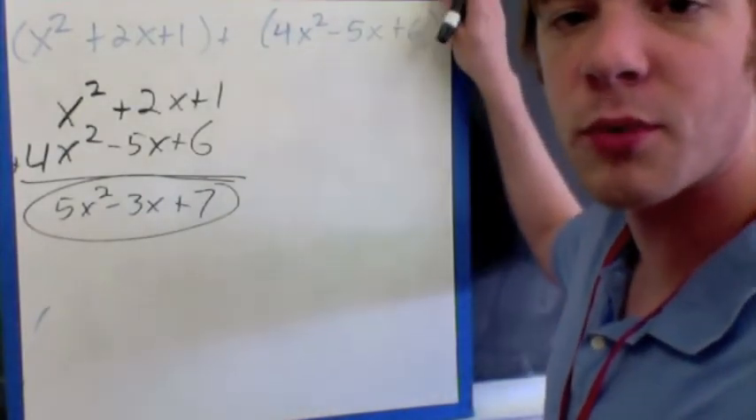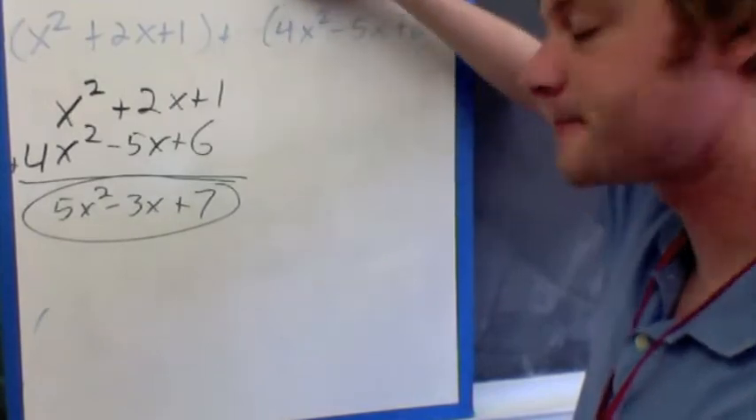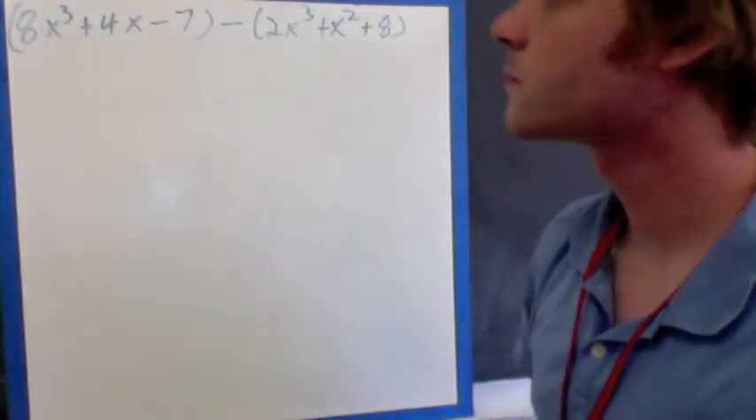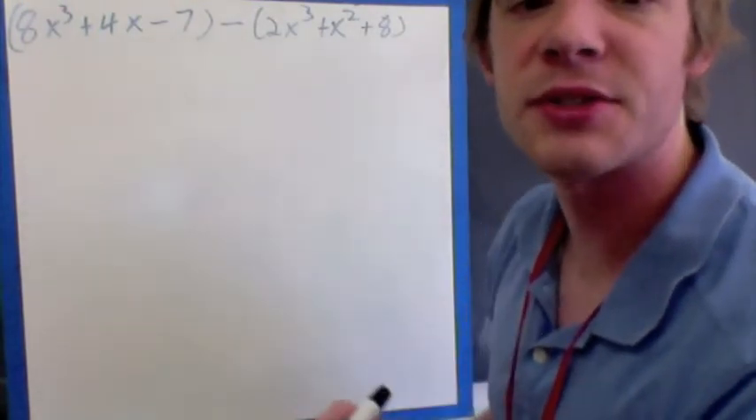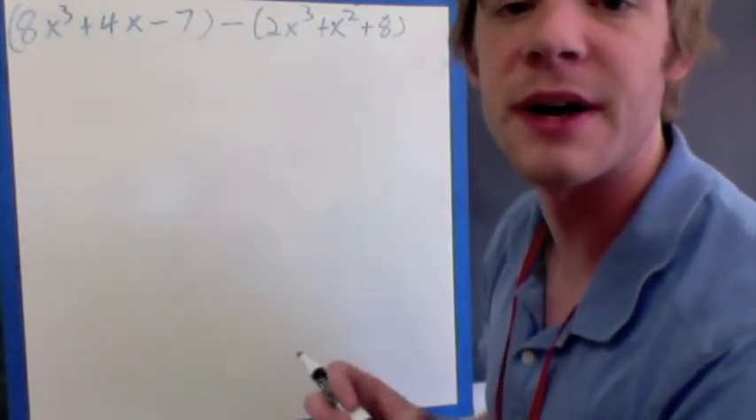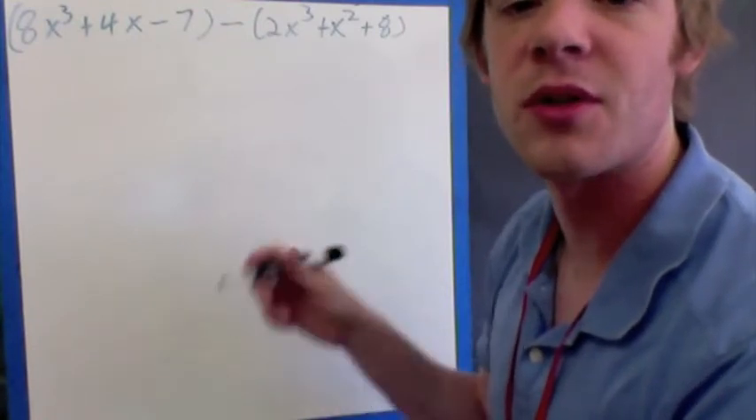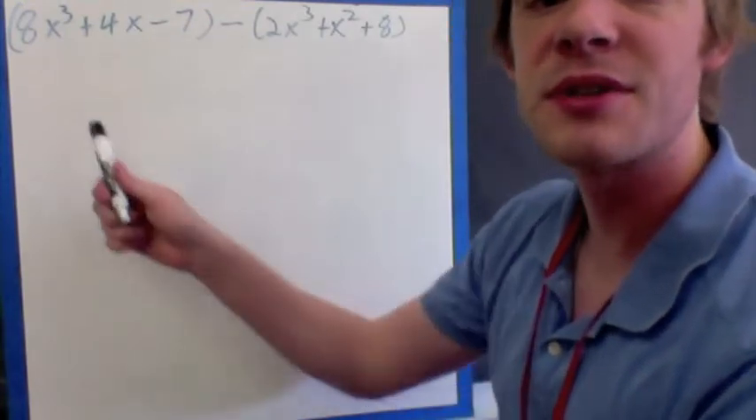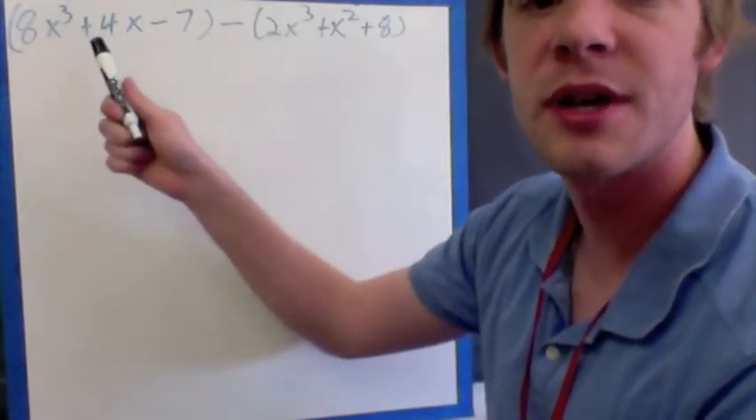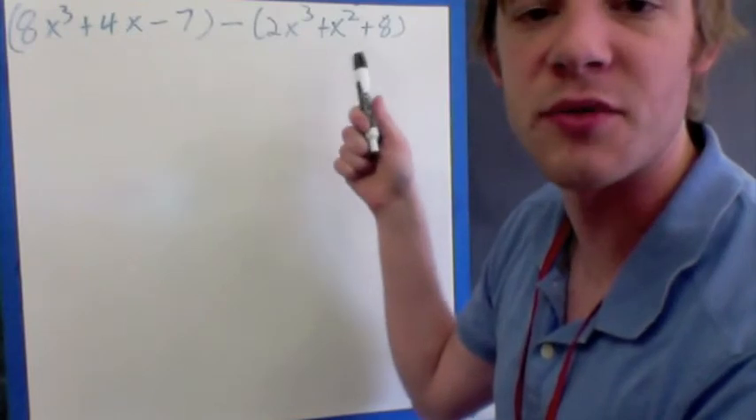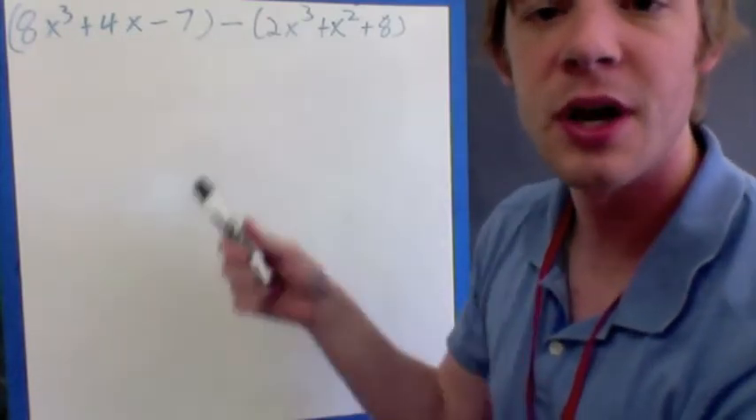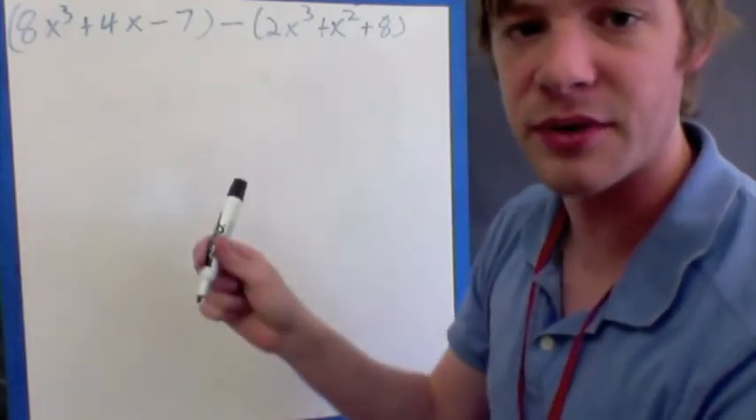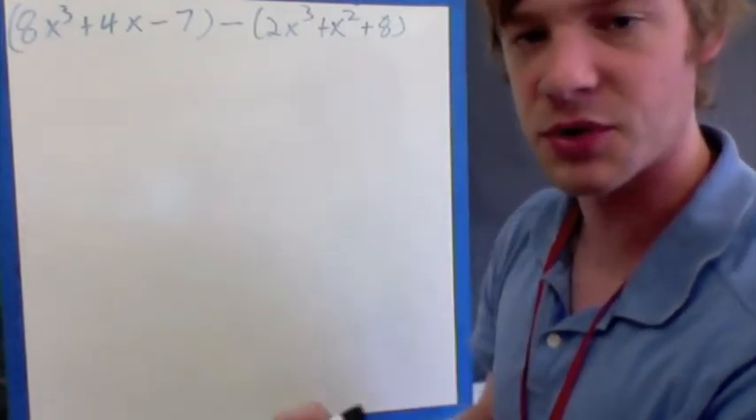So let's take a look at one more example that changes things up slightly. All right, here we have 8x to the third plus 4x minus 7, and this is all minus 2x to the third plus x squared plus 8. Now notice I don't have an x squared over here, and I don't have a regular x over here. So what I'm going to do is I'm going to put in a placeholder, a 0 basically, when we line everything up.